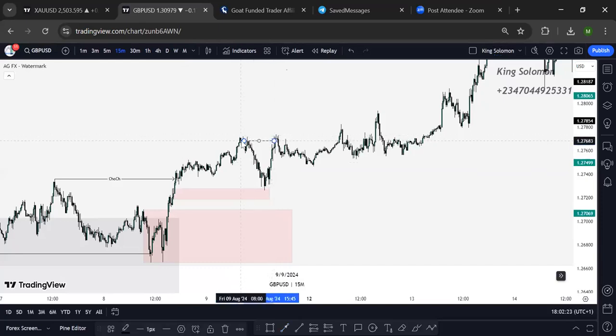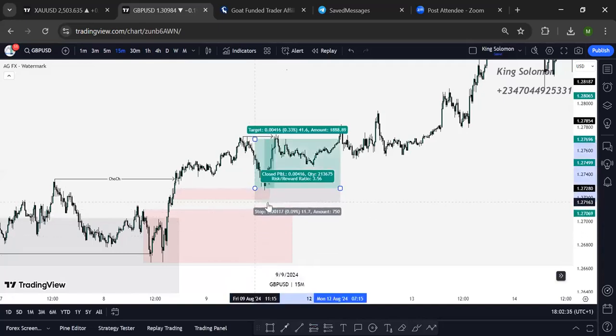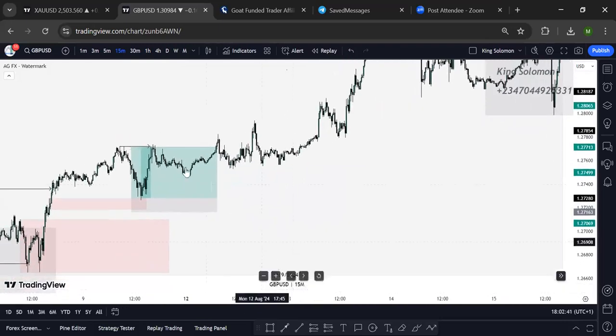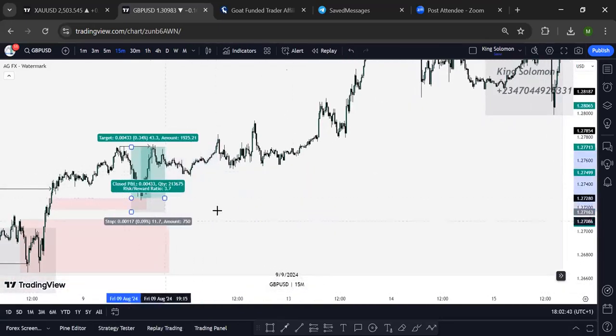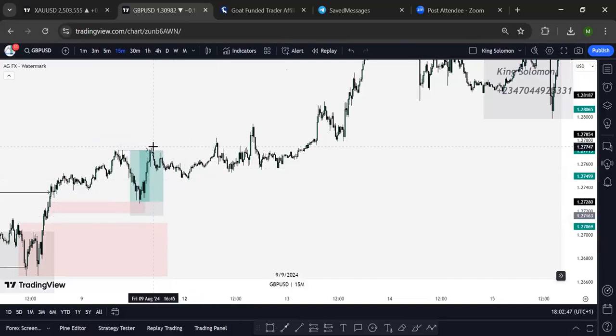Caused this, ouch, caused this BOS. So this would have been something like this. And so on and so forth. I think I'm just going to stop here because I don't want the video to be too lengthy. But then looking from here, we broke to the upside again. If you had marked out your bullish order flow, it would have been from here to here. Price tapped into it, right?